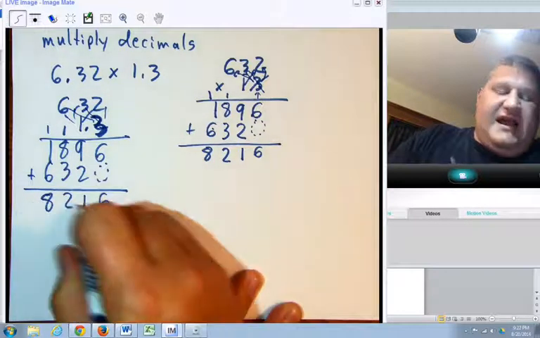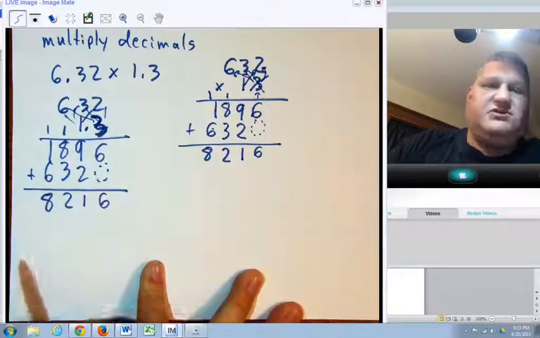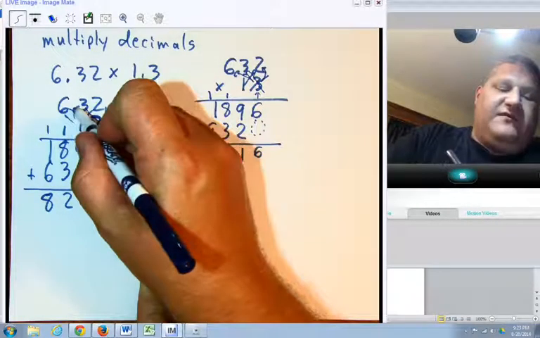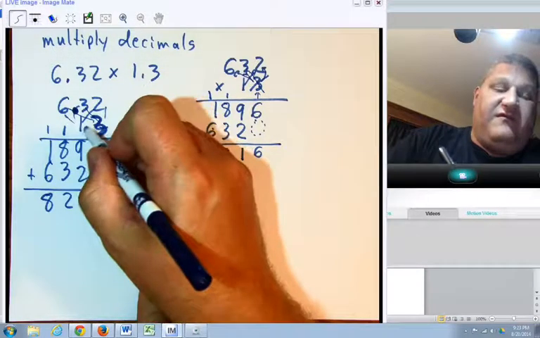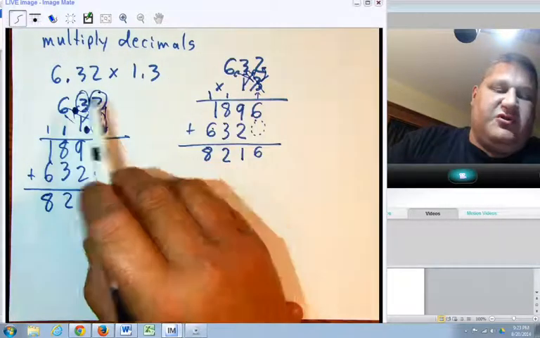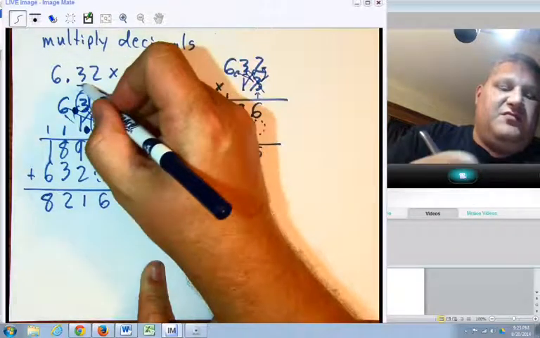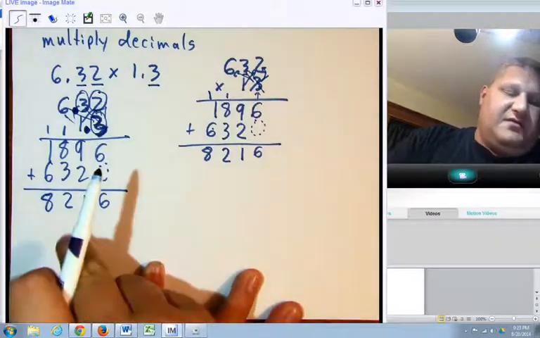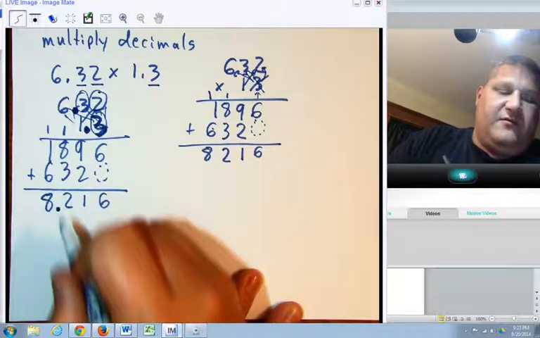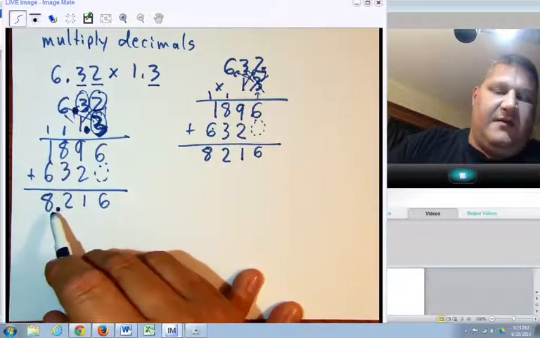But it's not 8,216 because I took something that was about 6 times something less than 2. 6 times 2 is way less than 8,000. What I have to do is count up how many decimal places I have. There are 1, 2, 3 numbers that are tucked behind decimals. Another way to think about it is 1 behind a decimal, 2 behind a decimal, 3 behind a decimal. So in my answer, there better be a matching number. So 1, 2, 3 behind the decimal. So 8.216. Well, that makes sense. Since we started at about 6, we're going to end up at about 8.